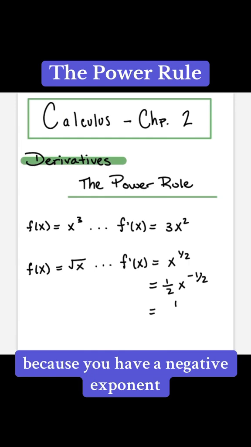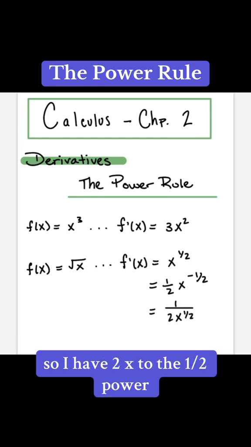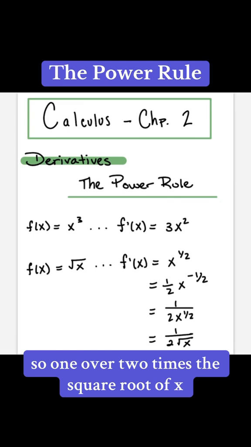Because you have a negative exponent, you now need to move that variable to the denominator. So I have 2x to the 1/2 power. Your last step is to rewrite it with a radical. So 1/2 times the square root of x.